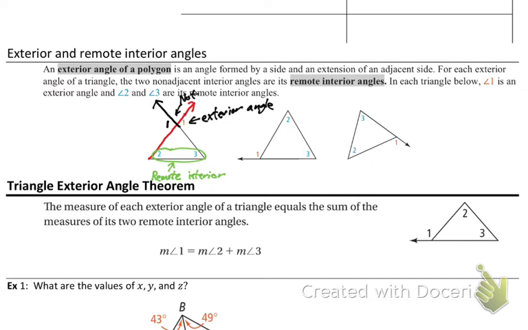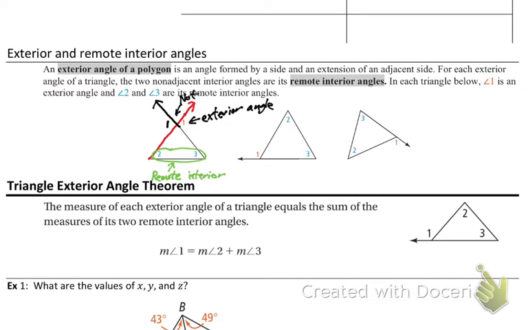We struggle with that sometimes each year. It's just the ones formed by the side and the line. So that's an exterior angle, that's an exterior angle. Both of these are remote interior angles. Now, if I extended this bottom one, this 1 is my exterior, which makes 2 and 3 my remote interiors.